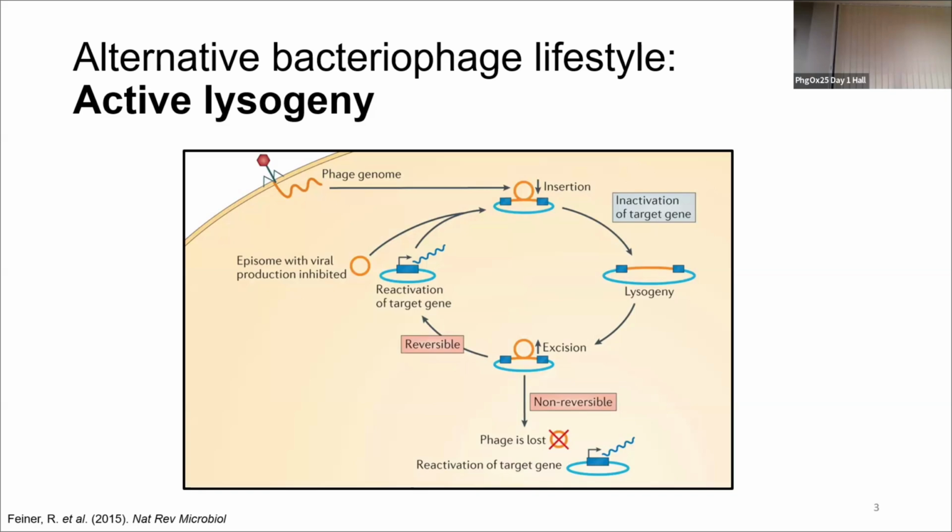This is basically a lifestyle where the phage also integrates its DNA into the bacteria, but by this it interrupts a specific gene, so it inactivates this gene. And what happens after is that when the bacteria is in need of this gene, this phage is able to regulate its excision, making the gene active again. This can either be reversible, so the phage can get reintegrated and the gene inactivated, or the phage can be lost and the gene is active forever, or until the cell dies.